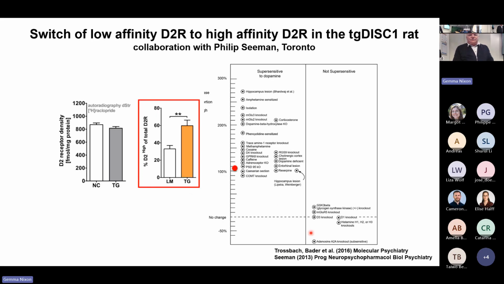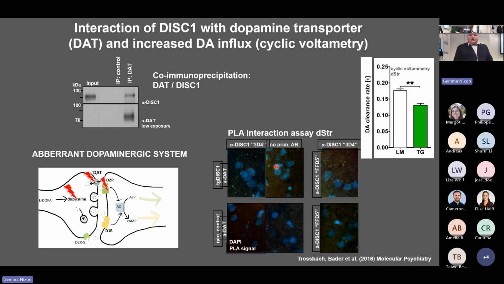Together with Philip Seeman from Toronto, we then analyzed the dopamine 2 receptors, and they found that there were increased high affinity dopamine receptors, and in this scale that he has put up, we would be in the lower part of that high affinity status. And we also saw interactions with the dopamine transporter. We saw physical interaction by immunoprecipitation and co-staining here, also by cyclic voltammetry, where the clearance in the transgenic DISC animals is impaired.